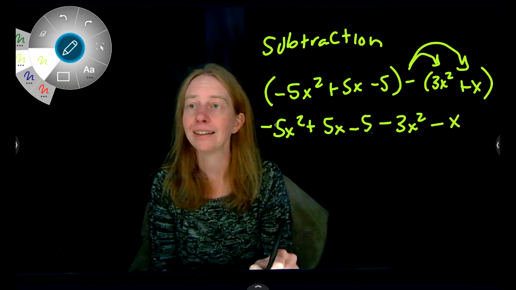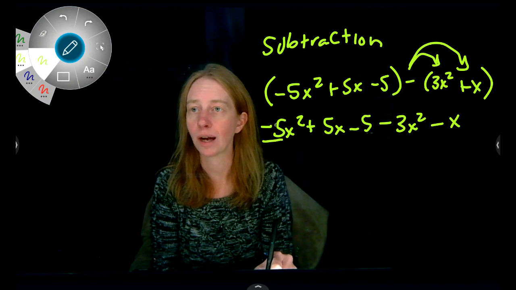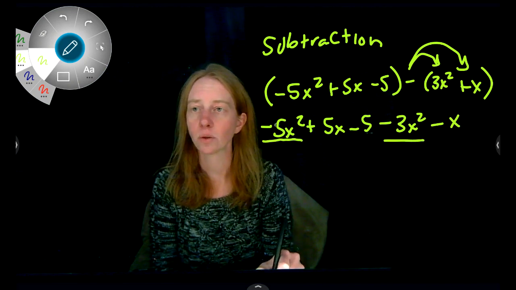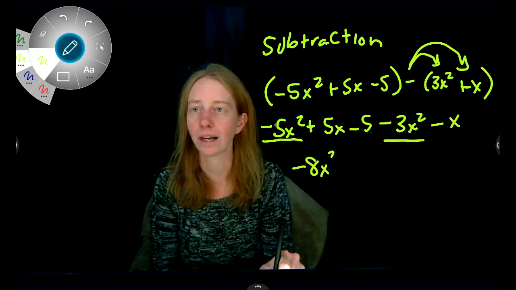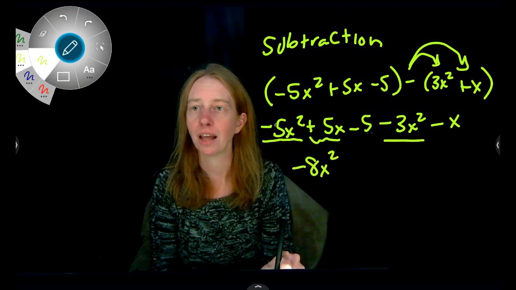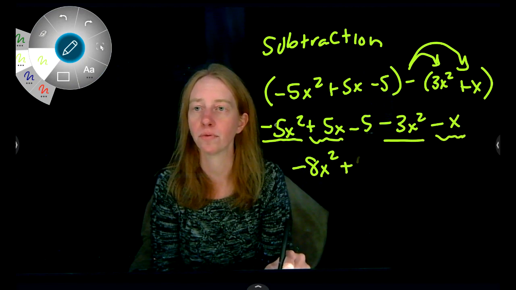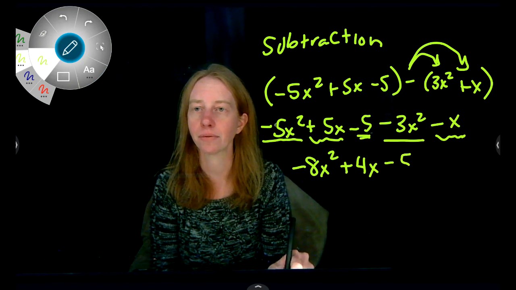Okay, and now I'm going to combine my like terms. So I have these with my x squared. So minus 5 minus 3 is minus 8x squared. I have a plus 5x and a minus x, so that is plus 4x. And then I have this minus 5.